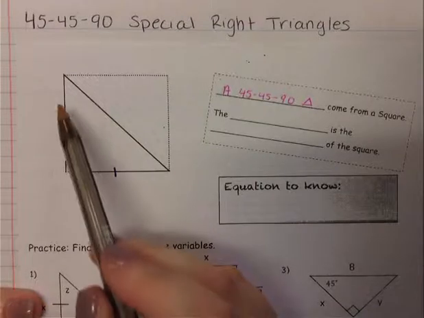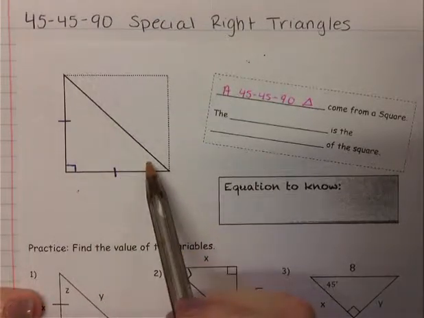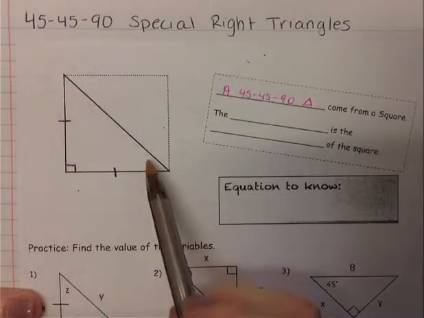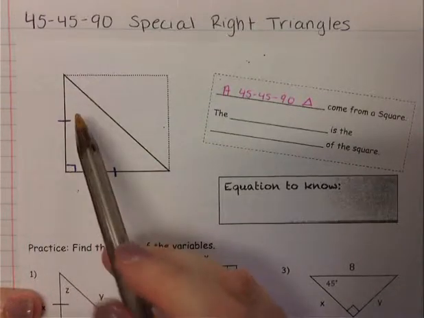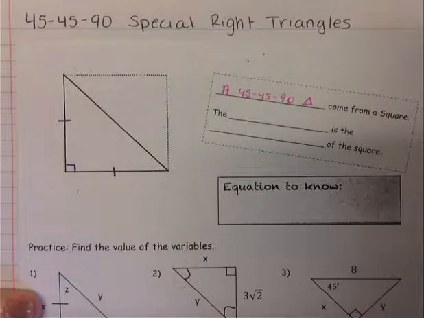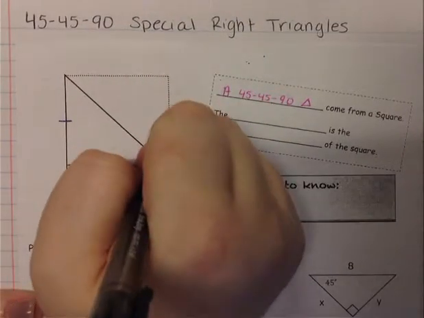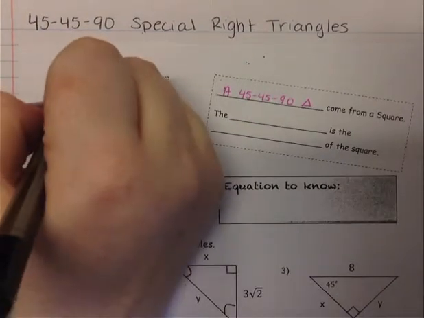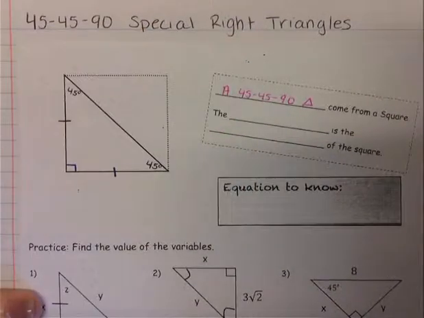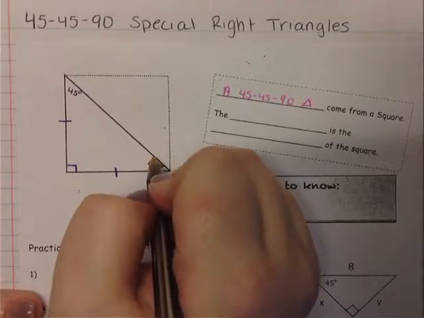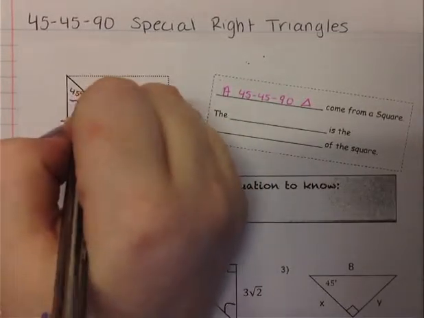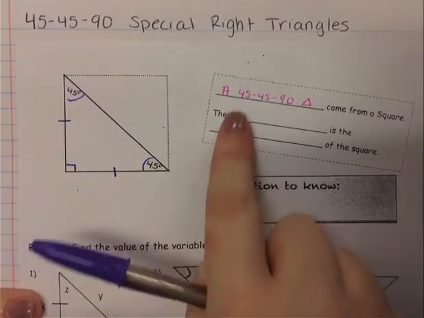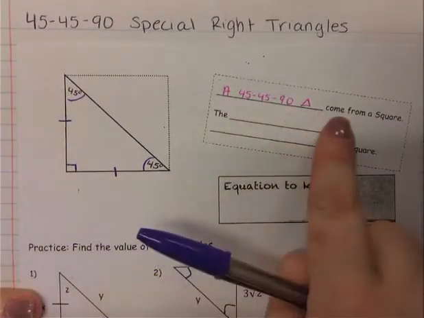In order for this to happen, these two angles plus 90 have to equal 180. If these two have to be the same, these would have to be 45 degrees. So I can put 45 degrees inside of both of these acute angles. These must be congruent to each other. We have two congruent sides, therefore the angles opposite those congruent sides are also congruent. So that's why a 45, 45, 90 triangle comes from a square.